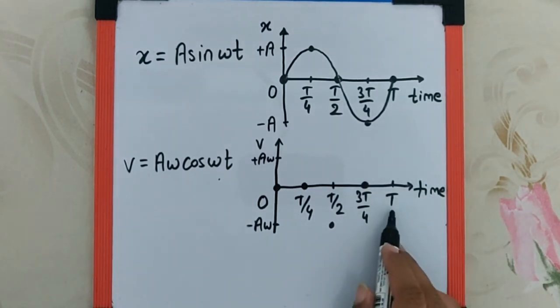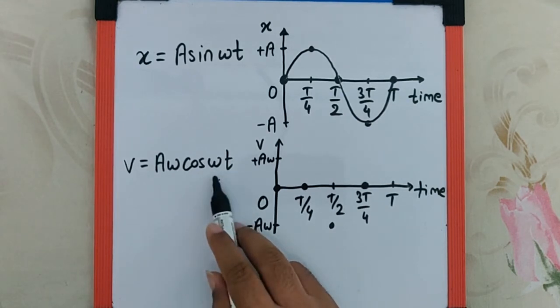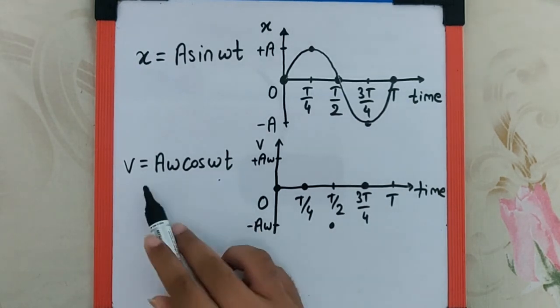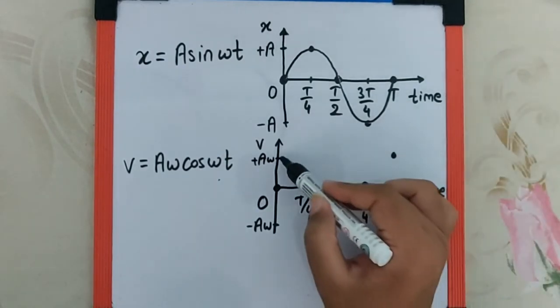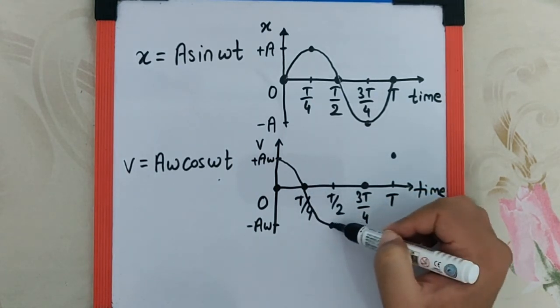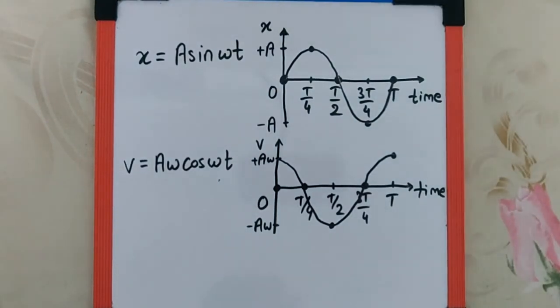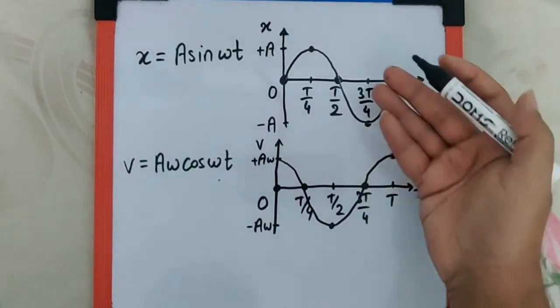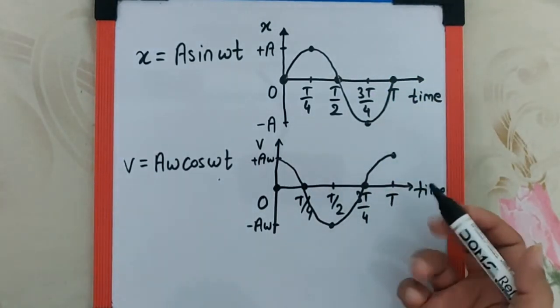And at last, the value of t will give us 2 pi. Cos 2 pi is again 1. So velocity is a omega, which means over here. And so we get the curve something like this. Again, it's a curve because it's a cos function. So something like this.